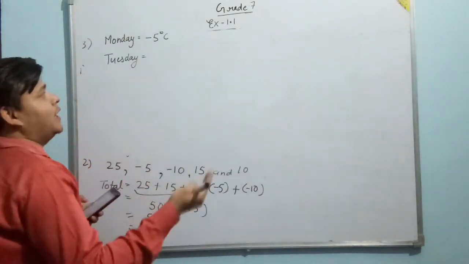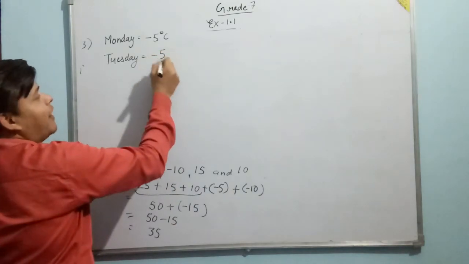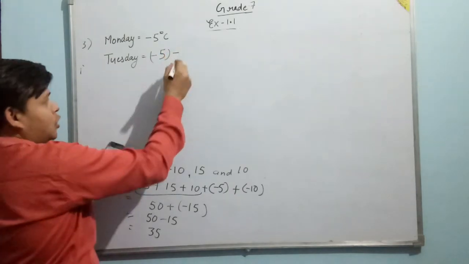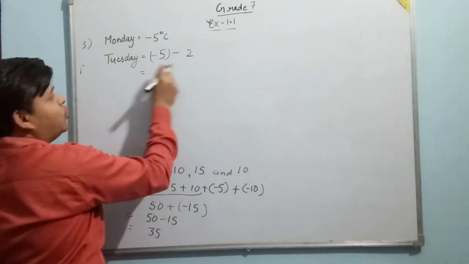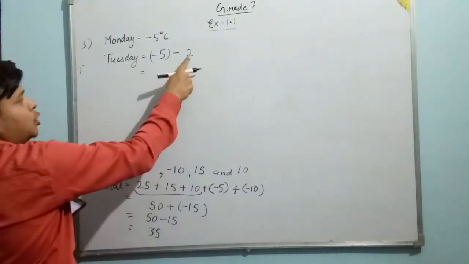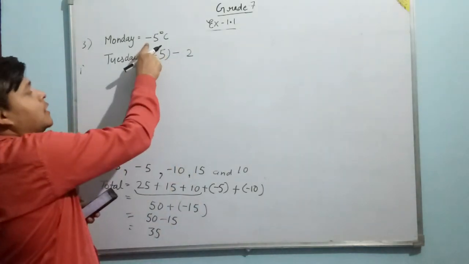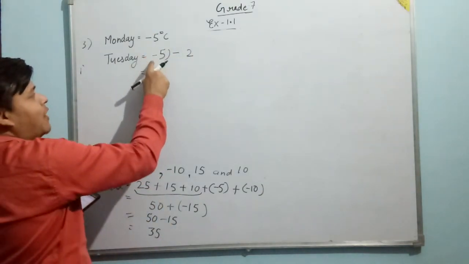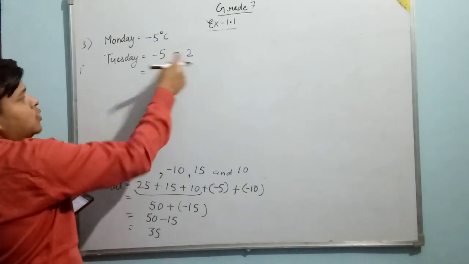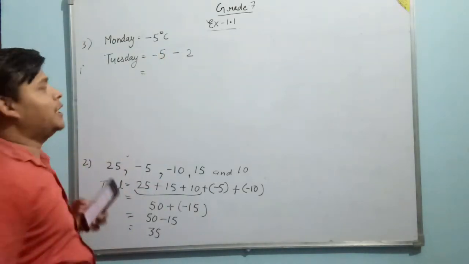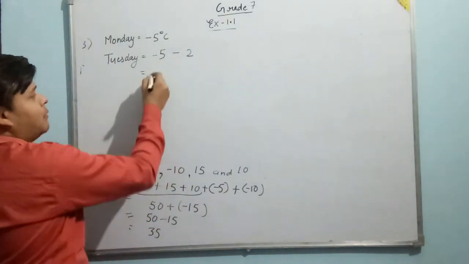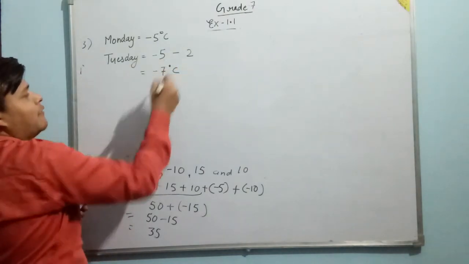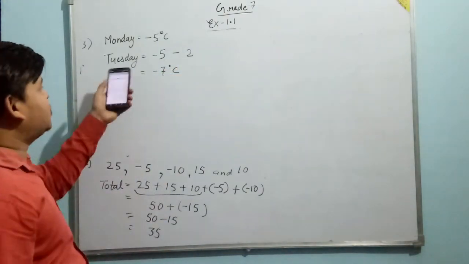So we will subtract. Earlier the temperature was minus 5 degrees Celsius, so from this we will subtract 2. Why 2? Because the temperature has gone down by 2 degrees Celsius. So from the previous temperature, minus 5, we will subtract 2. As we all know, minus 5 minus 2: whenever we have two negative numbers, we add them. So minus 5 and minus 2 will become minus 7. That means the temperature on Tuesday was minus 7 degrees Celsius.